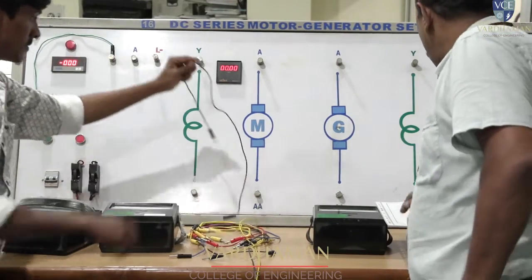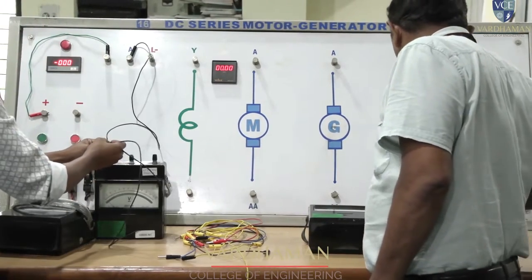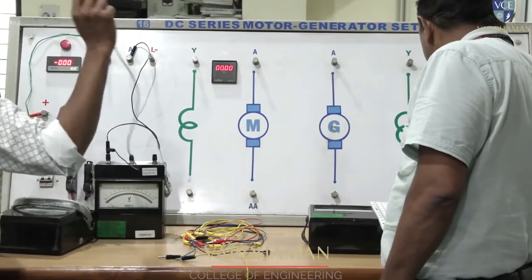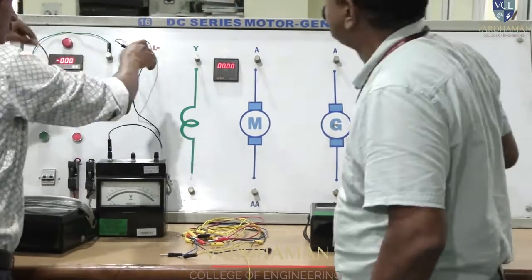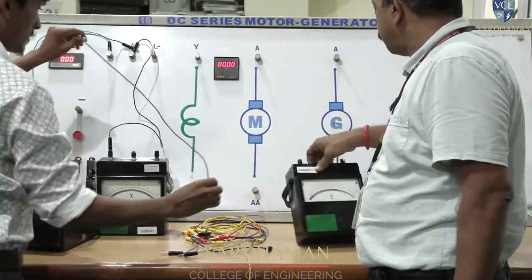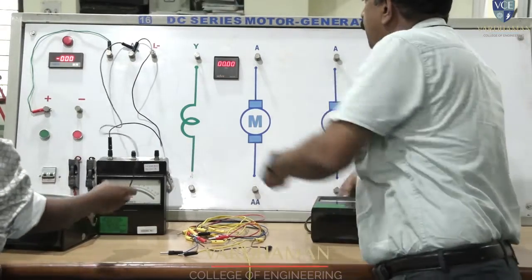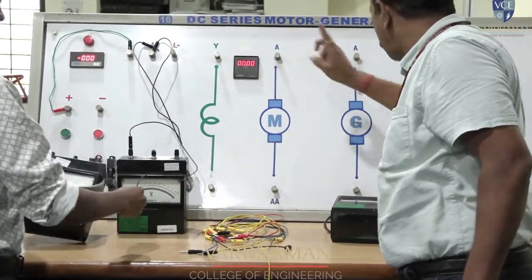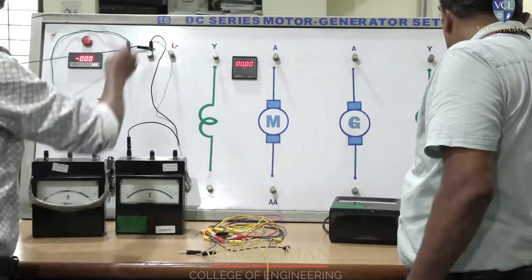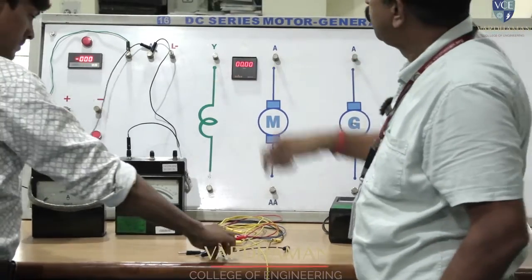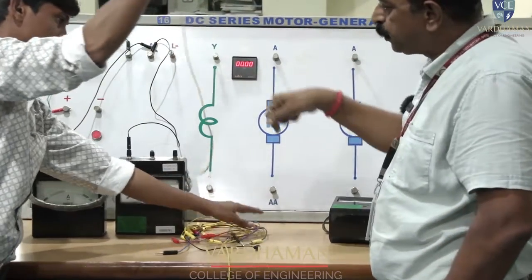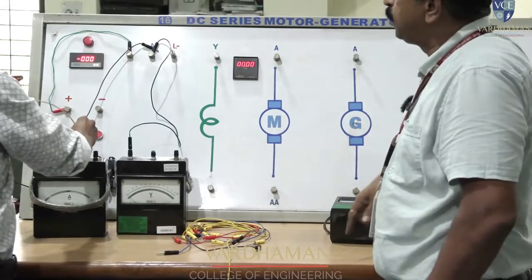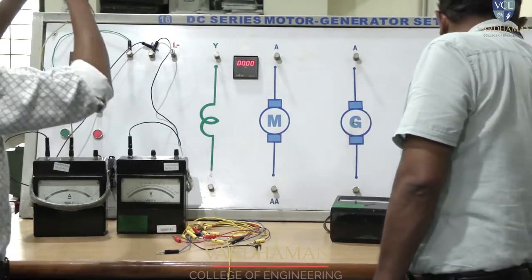Next, coming to the voltmeter, it is connected to L. Then A is connected to an ammeter. We are placing one ammeter between the starter and the armature terminals. A is connected to the ammeter positive. Let us select the 20 amperes range of the DC ammeter, and that is connected to Y.